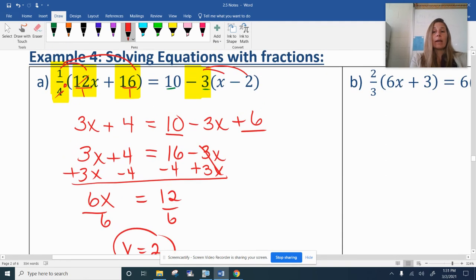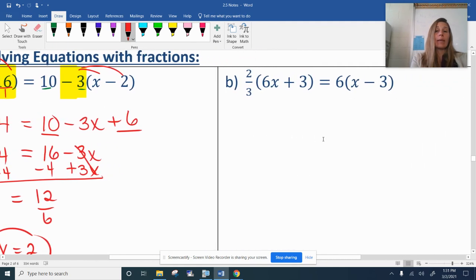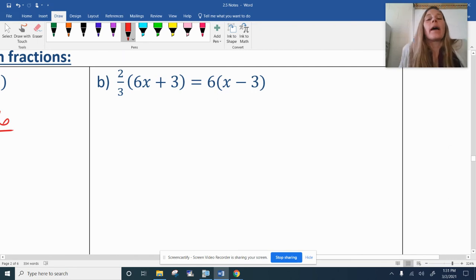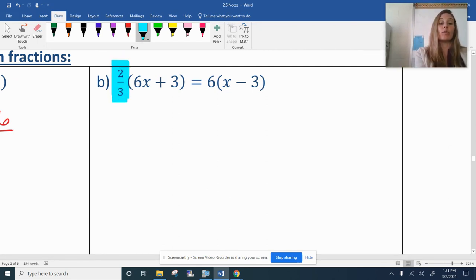Okay, moving on to the next problem over here on the right, B. Now this time, our fraction that's going to be distributed has a numerator as well. So we have 2/3. Again, if you were to do the reciprocal method here, you would multiply by 3/2 to cancel that fraction, and you'd have to multiply the 6 by 3/2. So that's an option.